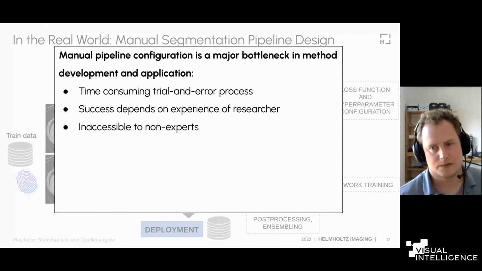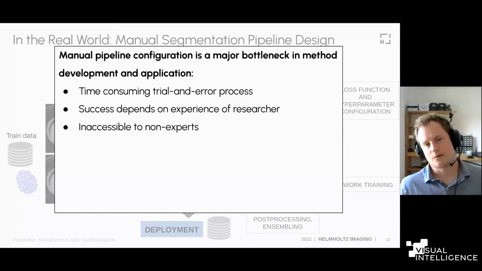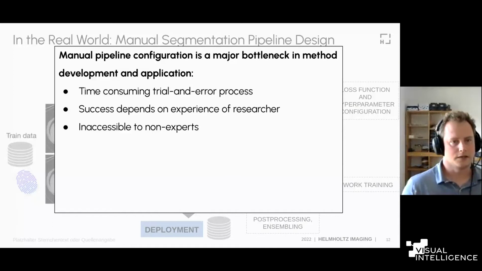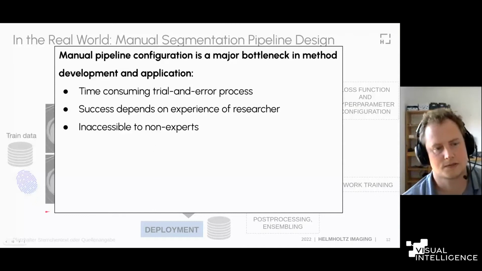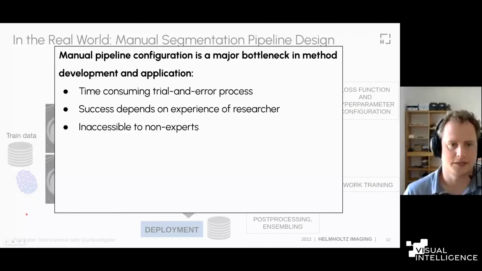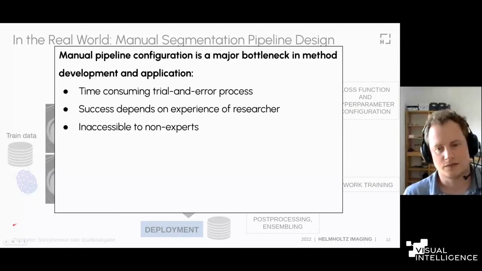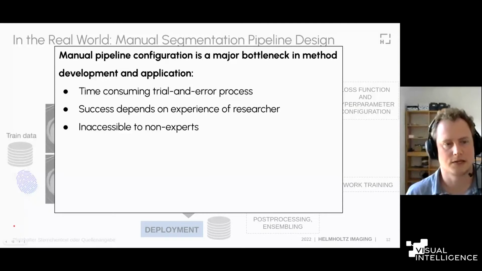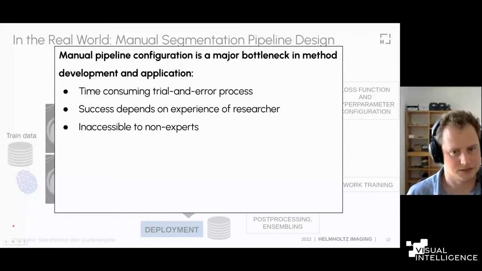And because all these parameters interact with each other, you really need to know what they do and how they behave in different situations. This whole process is inherently inaccessible to non-experts. So if you're a domain scientist or, say in this context here, a medical doctor who has a data set and needs a segmentation model for it, you essentially have to go talk to a computer scientist and you cannot really do this yourself, at least not as successfully as an expert could do it for you.